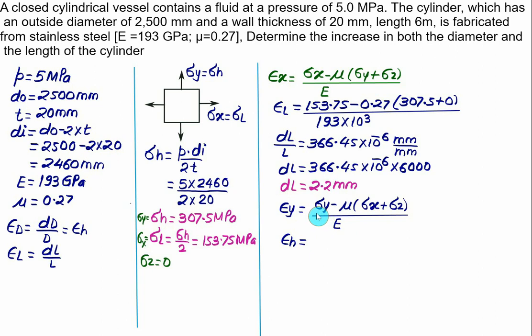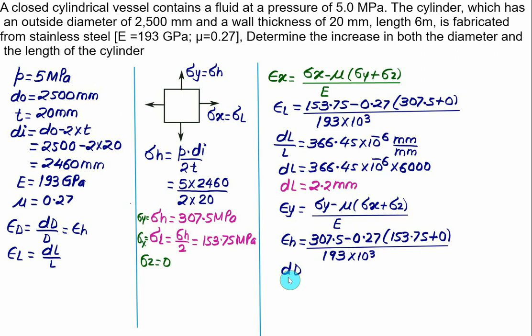Sigma y is equal to 307.5 minus mu, Poisson ratio is 0.27, multiplied by sigma x, equal to 153.75, plus sigma z equal to 0, divided by Young's modulus, which is equal to 193 into 10 to the power 3. And epsilon h is the same as change in diameter.